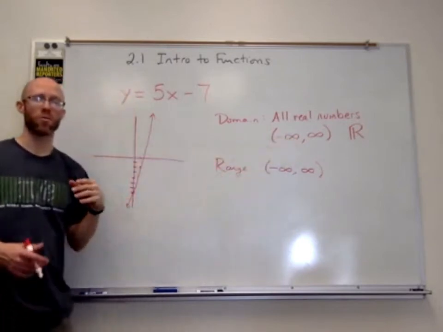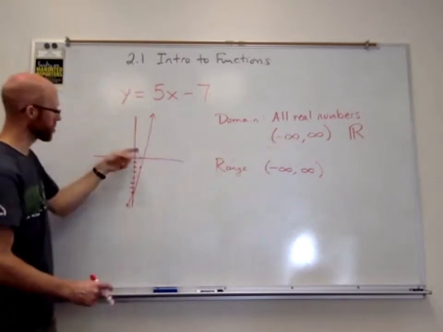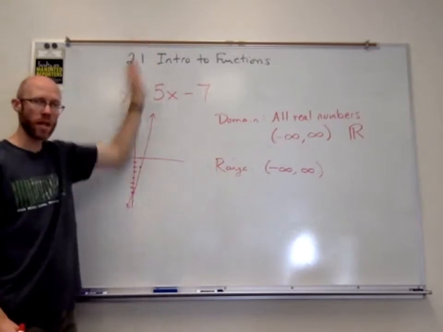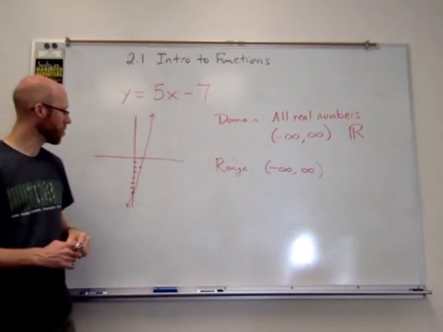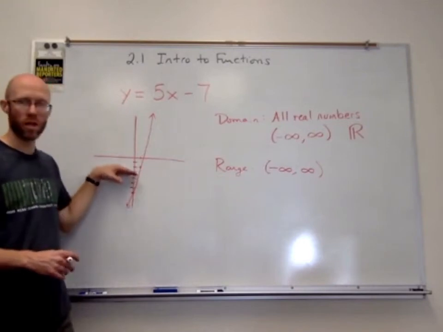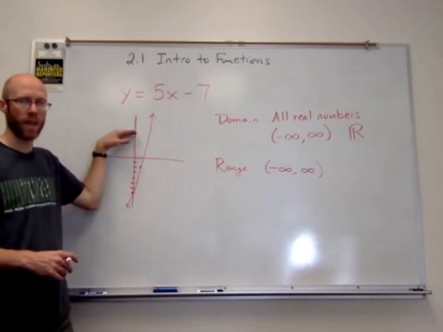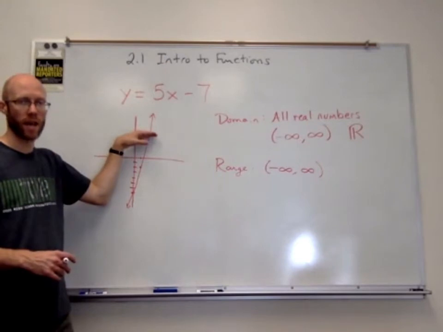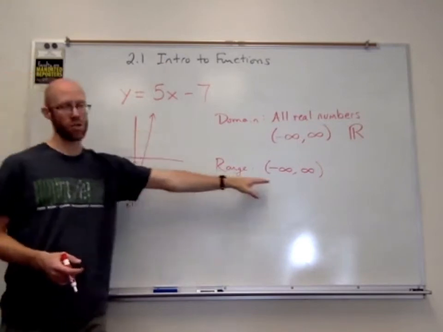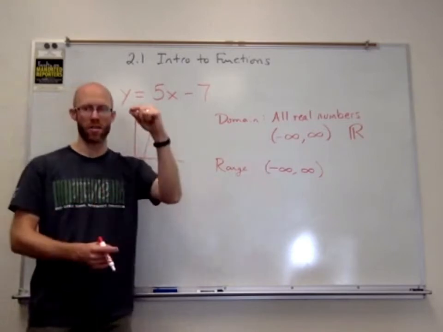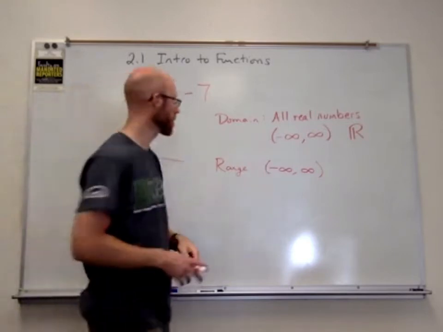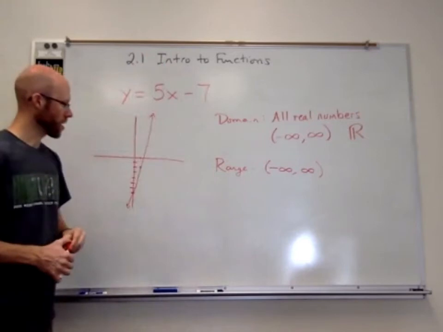Same thing with the range, with the y values. This line goes up indefinitely, it goes down indefinitely, it has no gaps in it. And so every value on the y-axis has a corresponding point on the line. And for that reason, the range is all real numbers. So the range is the part of the y-axis that's covered by the graph.